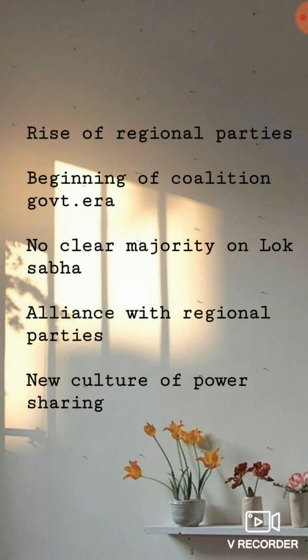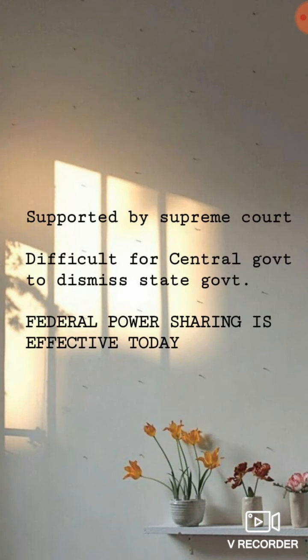Because of this reason, what happened? The central party started to make alliances with the state parties and they entered into coalition government. So after 1990, the coalition government era started. And this new culture of power sharing was supported by the Supreme Court. And after that, what happened? It was very difficult for the central government to dismiss the state government, and because of that, the state governments, that is the state parties, became very powerful. So the federal power sharing is very effective today compared to the previous time.